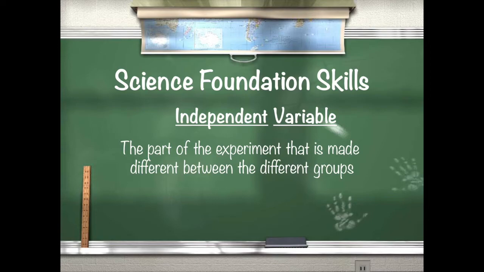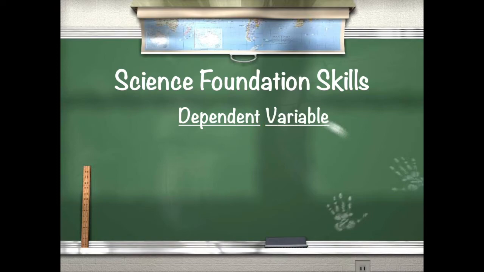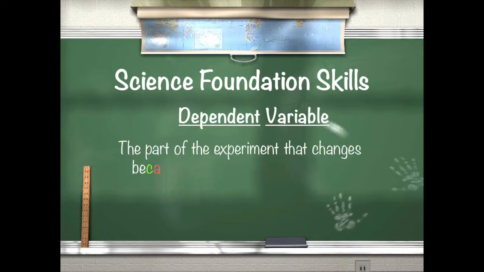Between the different groups. So something that the experimenter, perhaps you, physically controls and makes different between, let's say, group 1, group 2, or group 1, group 2, group 3. Something that you physically change. Then there's the dependent variable, which is any kind of result. It's a part of the experiment that changes because of the independent variable. So if you think about it, if you make something different between your 2 or more groups, the dependent variable is what's going to happen because of that.